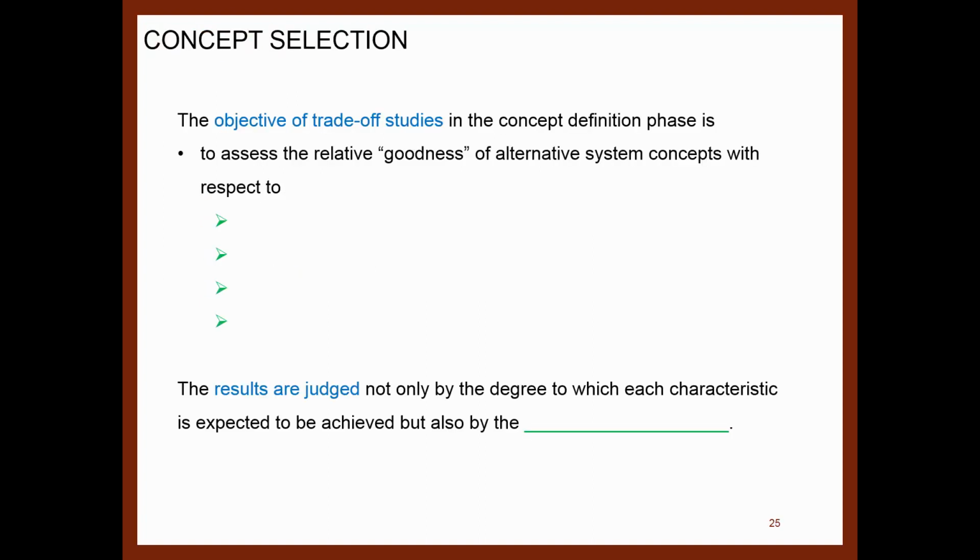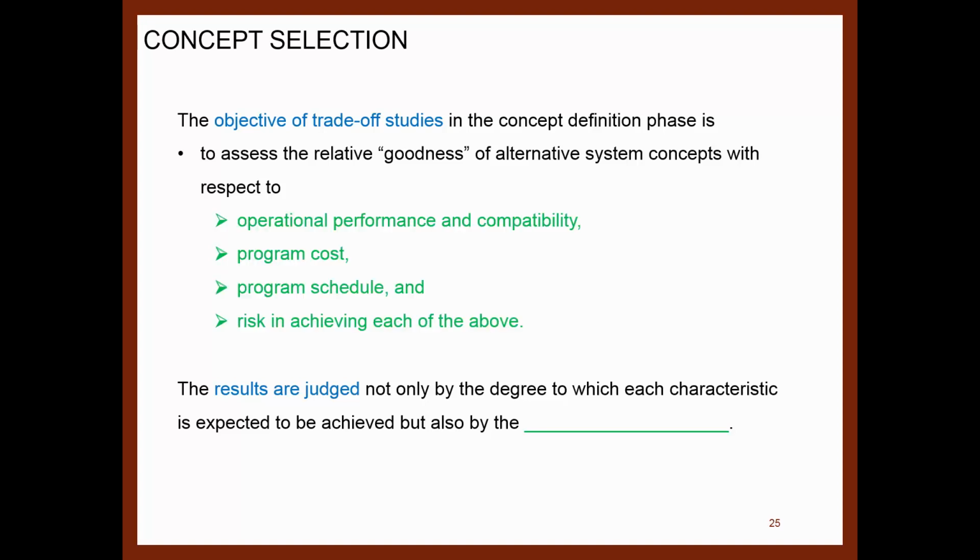Concept selection. The objective of trade-off studies in the concept definition phase is to assess the relative goodness of alternative system concepts with respect to operational performance and compatibility, program cost, program schedule, and risk in achieving each of the above. The results are judged not only by the degree to which each characteristic is expected to be achieved, but also by the balance among them.